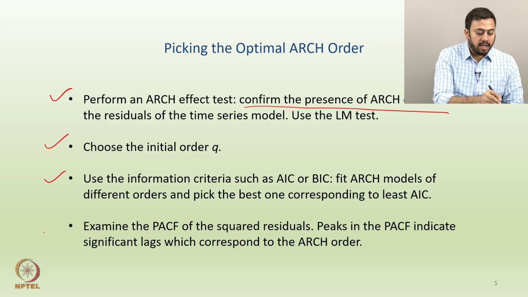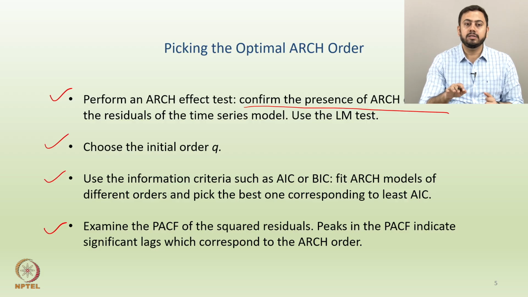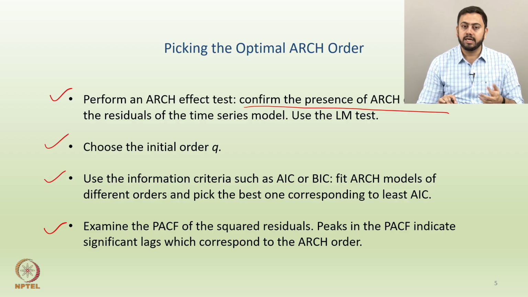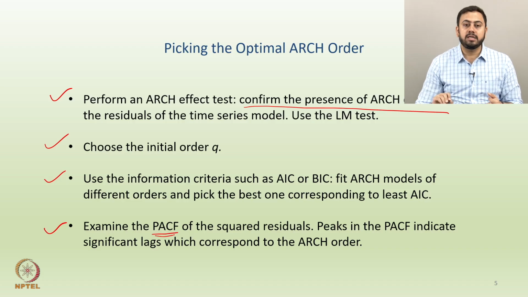But lastly, you have to make sure that the fixed order, or rather that particular ARCH model, suits the data well. And how do you do that? Examine the PACF, or partial autocorrelation function, of the squared residuals. You can always have a graph of that. When you examine the PACF of the squared residuals, peaks in the PACF indicate significant lags which correspond to the ARCH order.